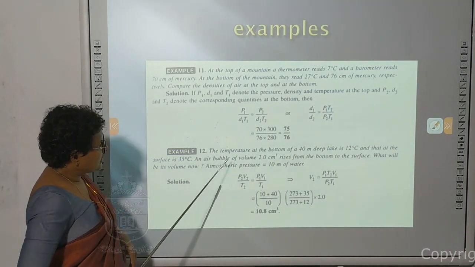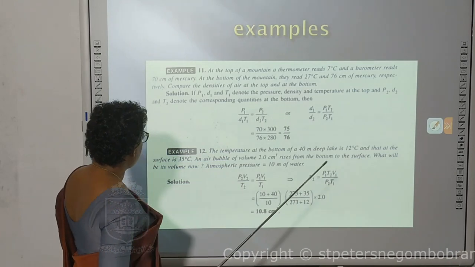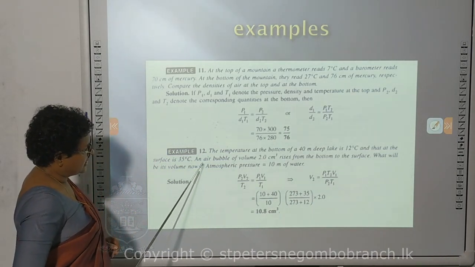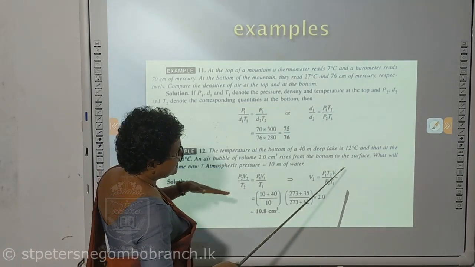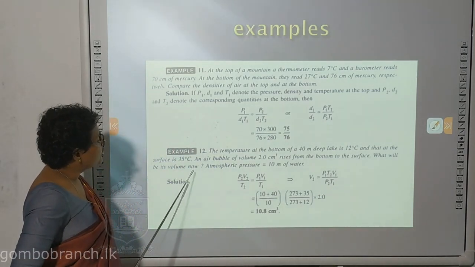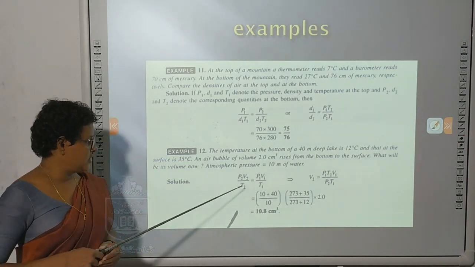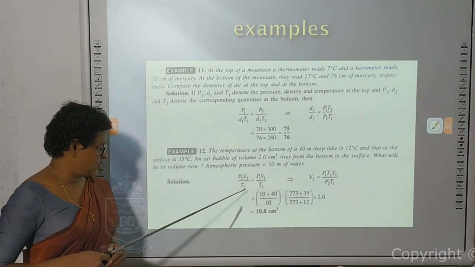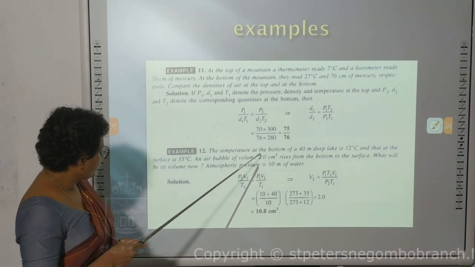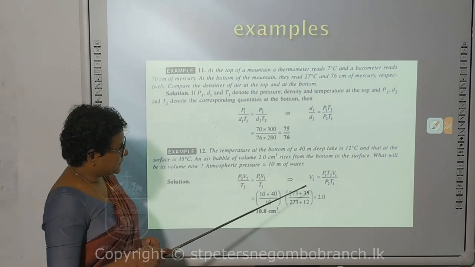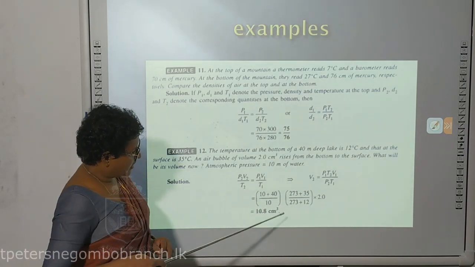Another example. The temperature at the bottom of a 40-meter deep lake is 12 degrees Celsius, and that at the surface is 35 degrees Celsius. An air bubble of volume 2 centimeter cubed rises from the bottom to the surface. What will be its volume now? Atmospheric pressure is 10. So again you can use the combined gas law equation P1V1 over T1 equals P2V2 over T2. At the first instant you have the volume this much, right? At the second instant you have to find the volume, and we consider it as V2. Then solve for V2, all others are known, so that you can get the answer.